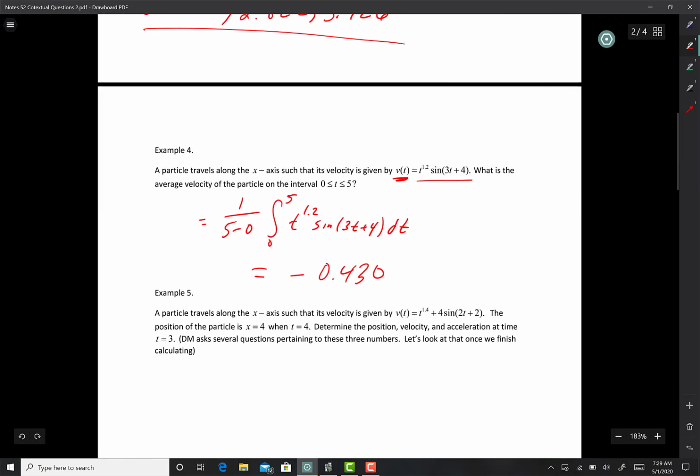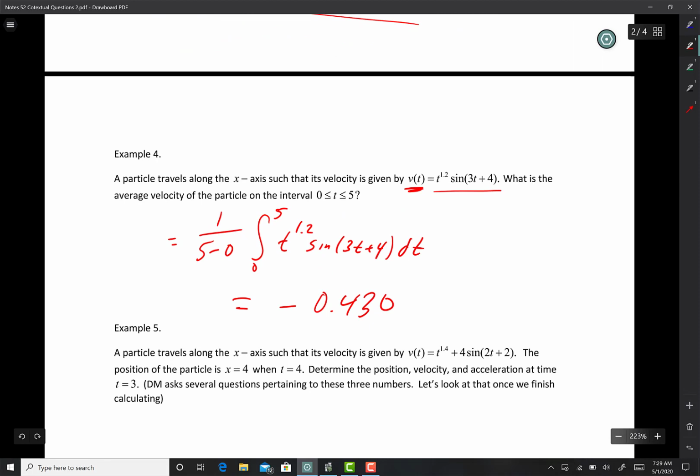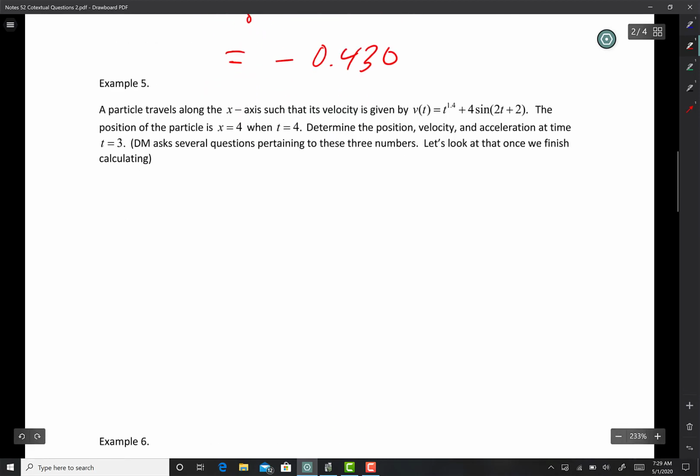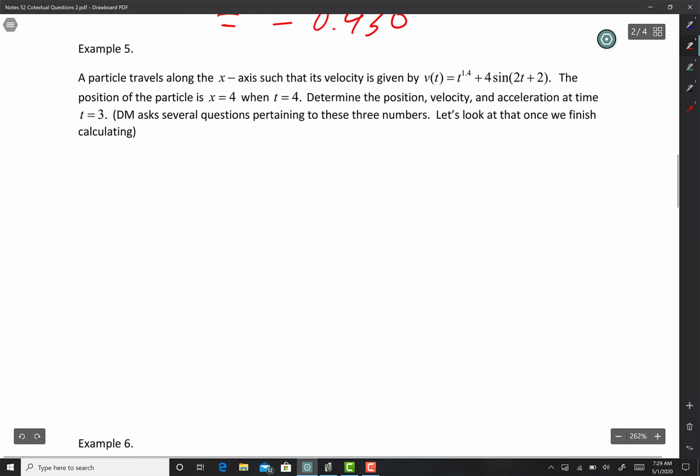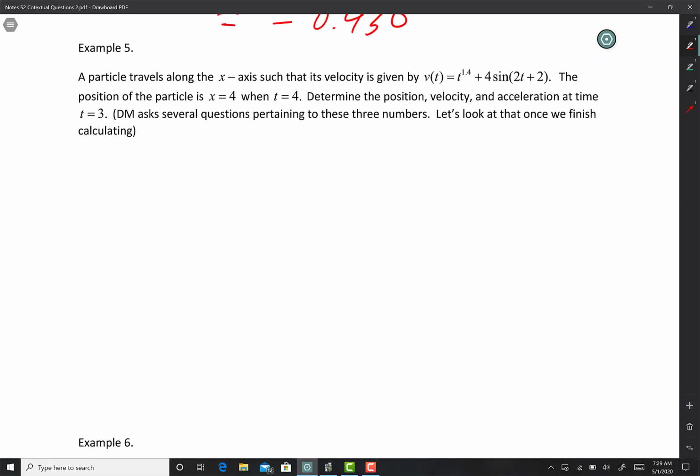I didn't have any units here, so there it is. That's it, guys. All right, this one here, we are going to take a pause so you can see what I'm going to do on Delta Math in a little bit with it. It says a particle travels along the x-axis such that its velocity is given by this. So here's my velocity. The position of the particle at x equals 4 is x equals 4 when time is 4. Determine the position, velocity, and acceleration at time t equals 3.